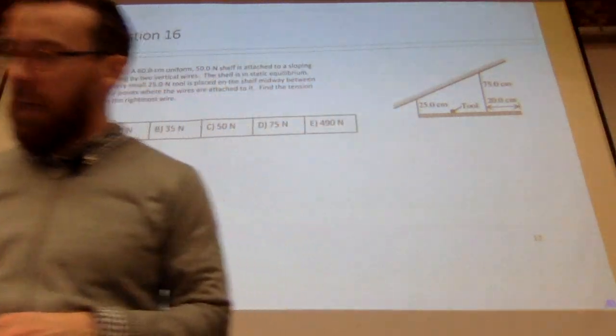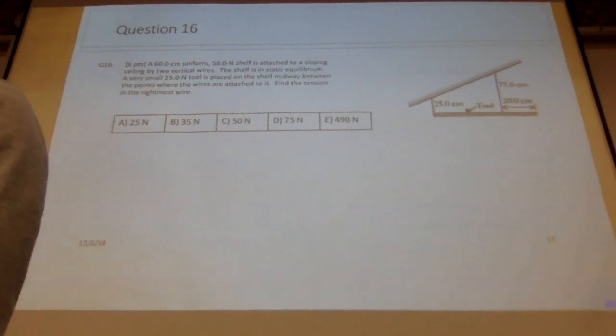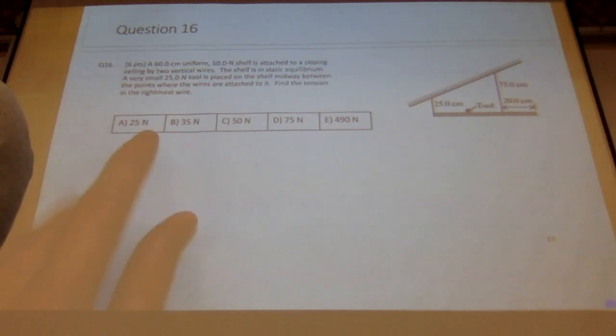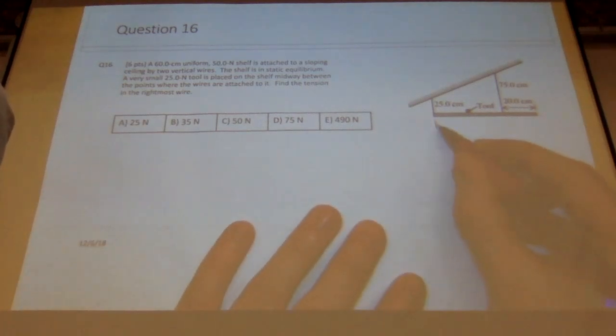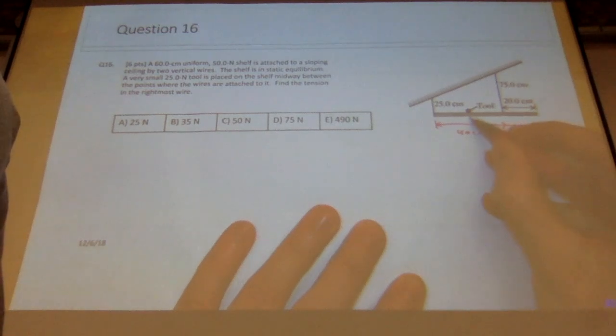Maybe you can help me with the calculations. Another static equilibrium problem, question 16. Not a trivial one. So it's a 60 centimeter rod, which means that this distance here is 40 centimeters, and which means the distance from the tool to this one is also 20.